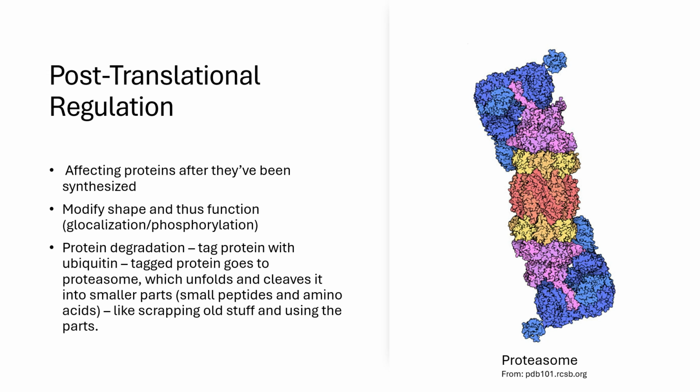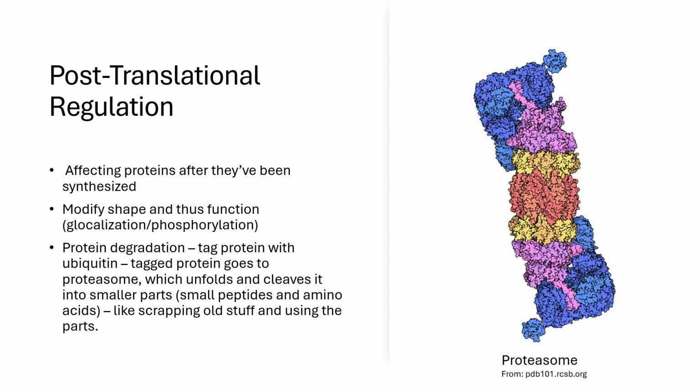All right, next up, post-translational regulation. This affects proteins after they've already been synthesized. We can modify the shape and thus the function via chemicals. Some of these processes are glycosylation and phosphorylation. So in phosphorylation, we add that phosphate group. It changes the shape and thus the function of the protein that we just phosphorylated.